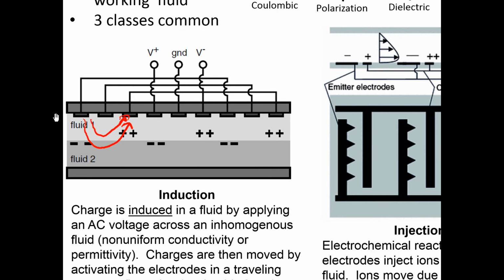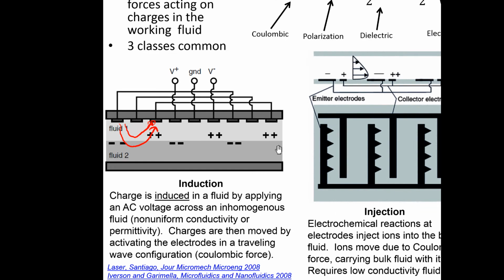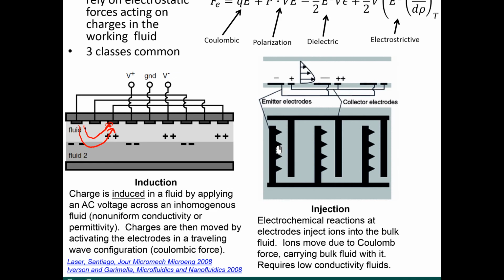When you have these electric fields going through two fluids that have different permittivities, there's some charge buildup at the interface between the two fluids. So that's how you get your positive and negative charges like this. These charges are then moved by activating the electrodes in a traveling wave configuration. First you apply a positive voltage between these three electrodes, then you apply the voltages between the next three electrodes, and then between the next three electrodes. So the electric field is being moved from left to right in sequence. So these are called induction pumps.